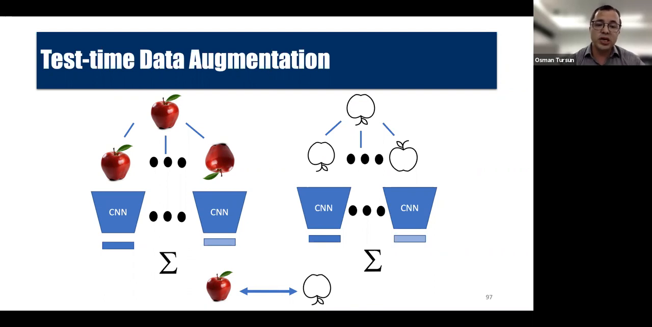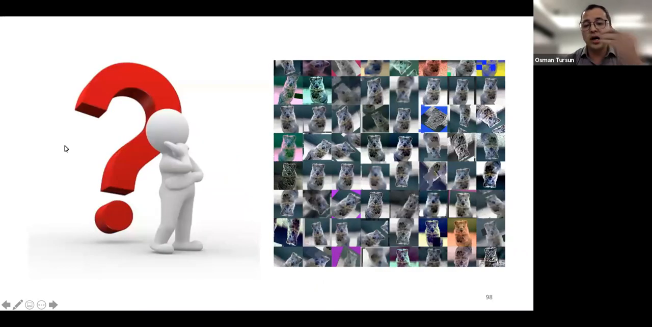And we suppose if we aggregate features from different augmented types of the input image, we can get more robust features to geometric transformations or other variants. And the question is how we can select the best data augmentations. As we know, we have so many different kinds of data augmentations.